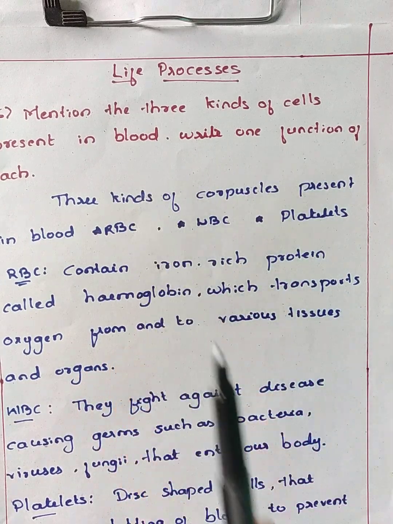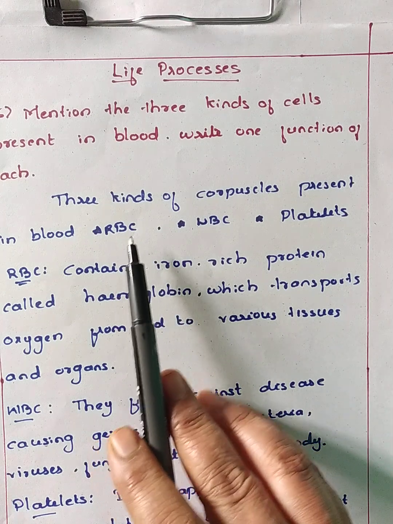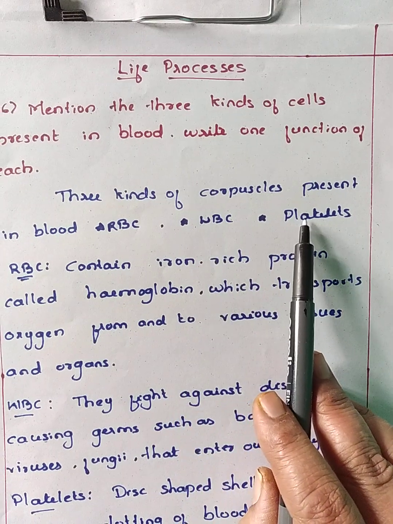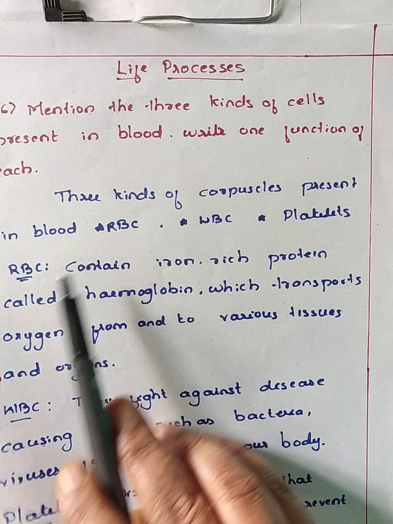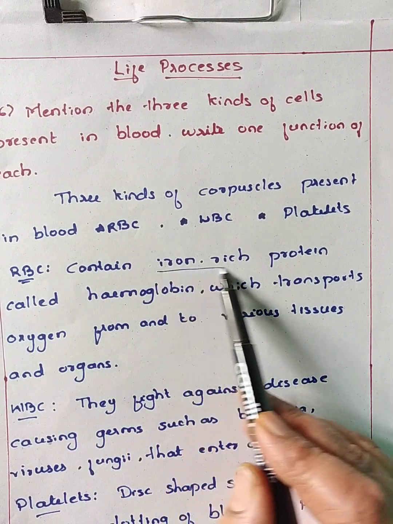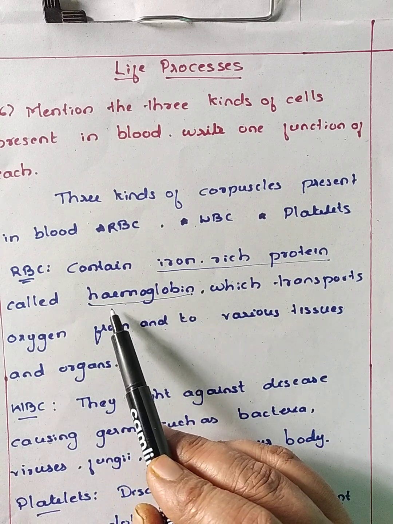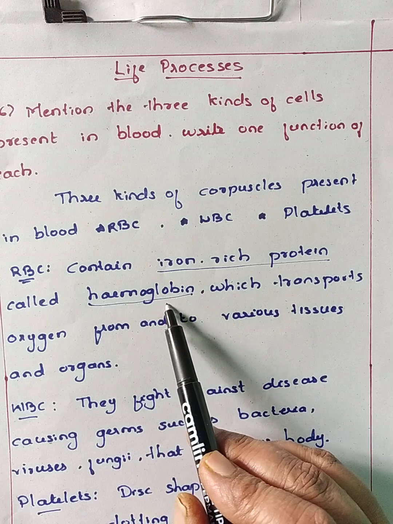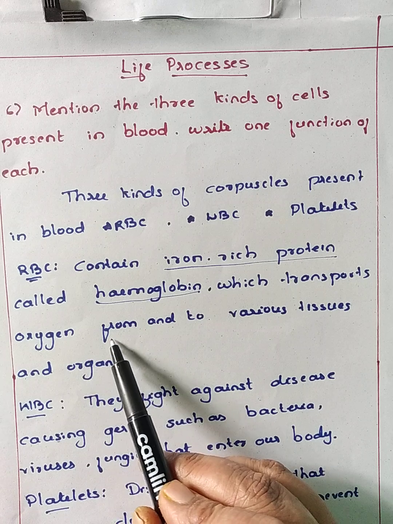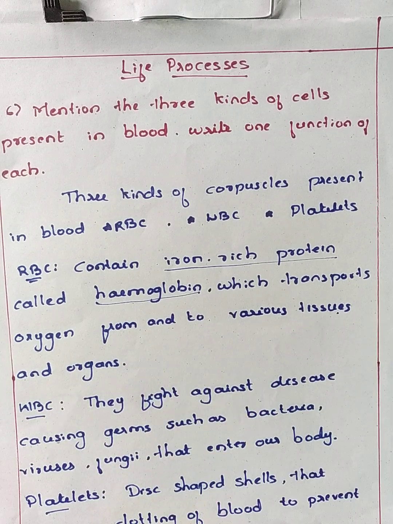So the blood is composed of red blood corpuscles, RBC, WBC, white blood cells, and platelets. So these are the three components. So what is the function of RBC? This RBC contains an iron-rich protein called hemoglobin. So the red color of the blood is due to the hemoglobin. So what is the use of hemoglobin? It transports oxygen from and to the various tissues and organs of the body.